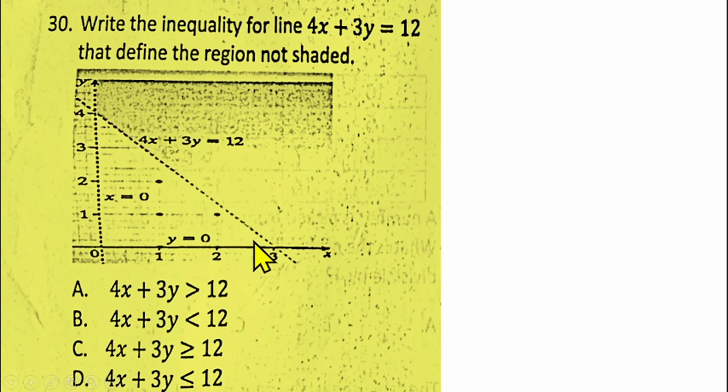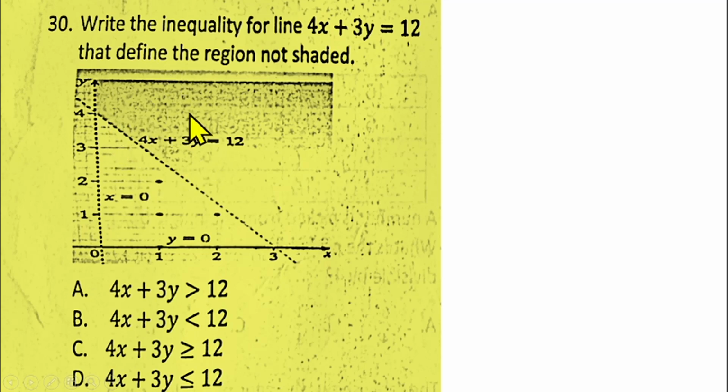If it's a broken line, that means the inequality is a strong inequality. It is either less than or greater than. But if it's a thick line, that means it's going to be a weak inequality, that will be less than or equal to, or greater than or equal to. Now that the line is broken, the inequality will be less than, or it could be greater than. Then how do we know which one it is?